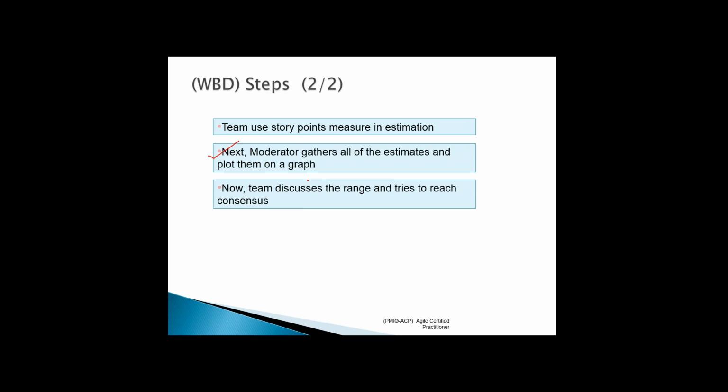After plotting them on the graph, team discusses the range. Say one person is saying, hey, this particular user story is of 1 story point. Another person is telling 20 story points.